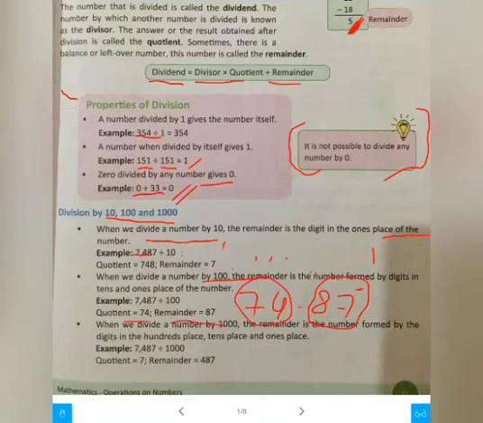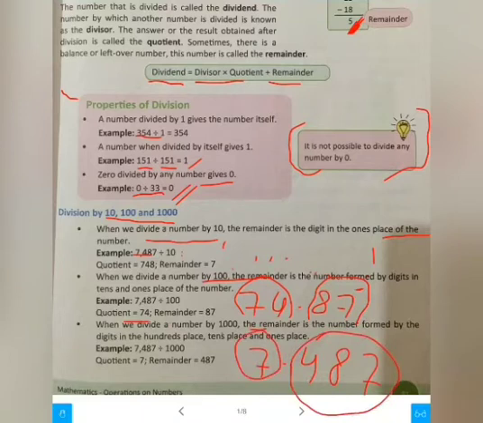And similarly for 1000 also, if I am dividing any number by 1000, then the decimal will come before three digits, because 1000 contains three zeros. So before three digits the decimal will come. So now this is the remainder and this is the quotient. So this is how we need to do these types of questions when we are dividing any number by 10, 100, 1000, 10,000 or more.